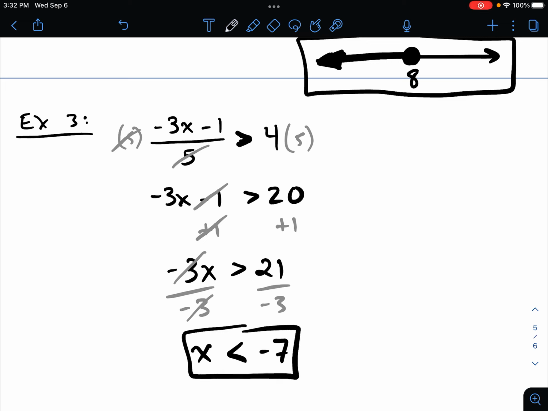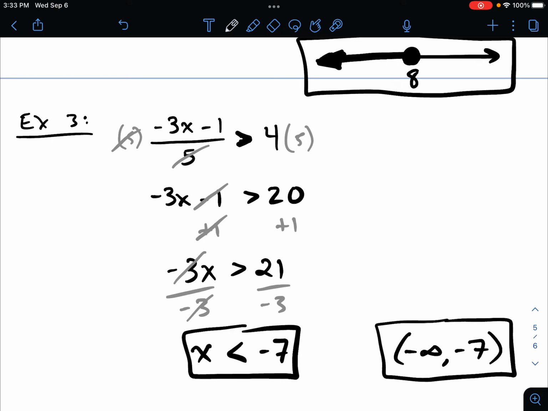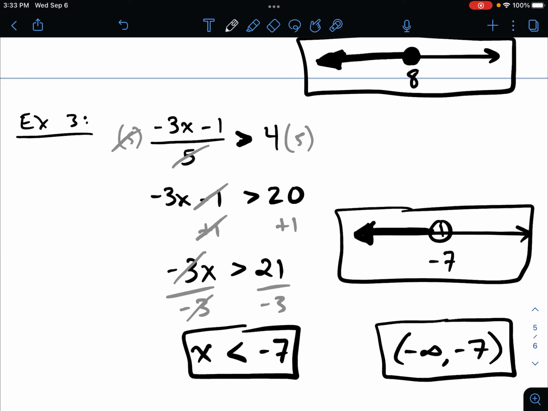If I were to write that in interval notation, I'm looking for anything smaller than negative 7. So I could go from negative infinity up to negative 7, but we cannot include that negative 7 because it's just the less than symbol. If I'm thinking about a graph of this, we'd put negative 7 on the graph. And again, it's an open dot this time because it's just less than, and we are going to negative infinity off to the left. So that would be your graph there. All right. So the big thing there is just don't forget, whenever you multiply or divide by a negative, that means that you have to flip the sign.